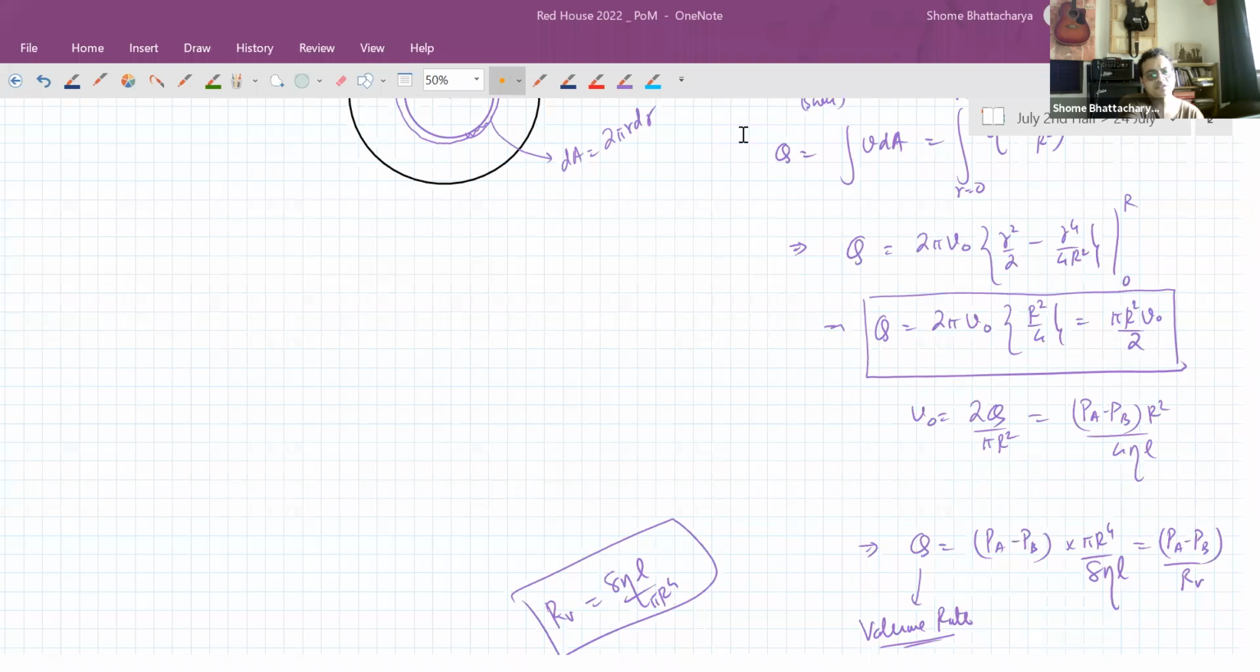Yeah, Reynolds number is not in the syllabus. We will discuss it maybe when we are doing the doubts, but it's not directly in the syllabus.